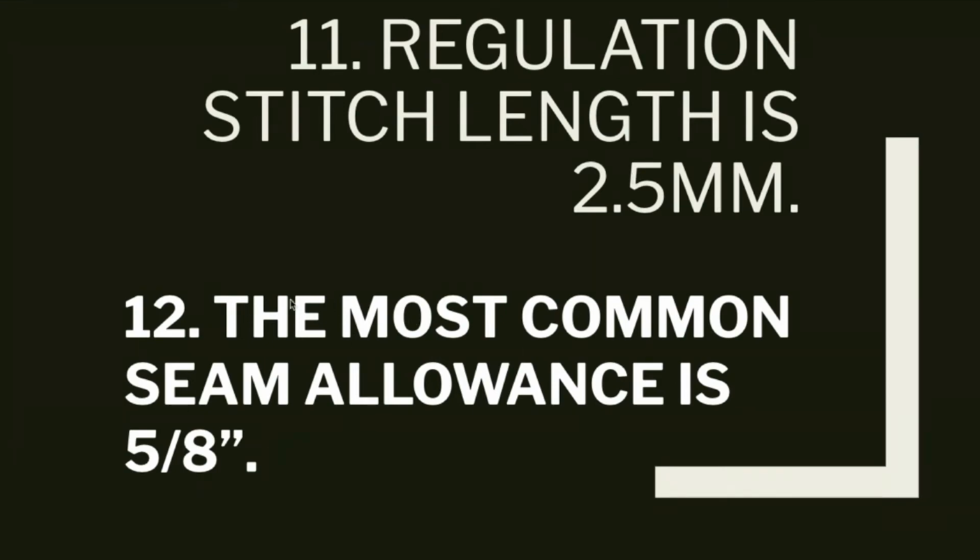The most common seam allowance, the distance from the row of stitching to the edge of your fabric, is 5/8 of an inch. 5/8 is what you should sew at unless told otherwise by your pattern instructions.